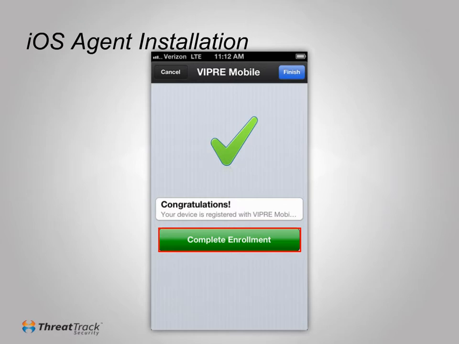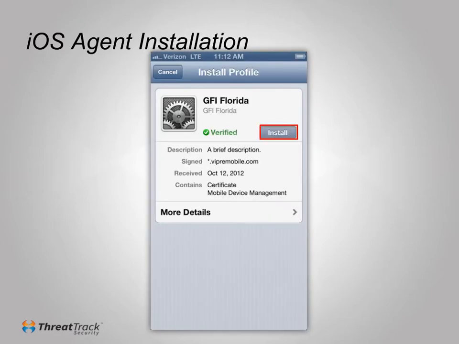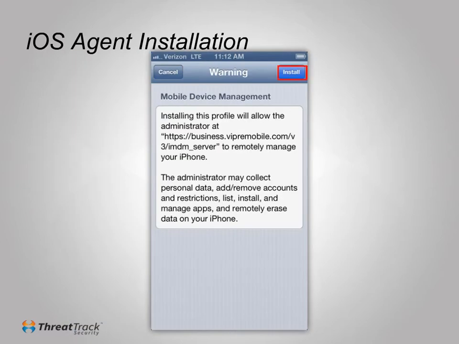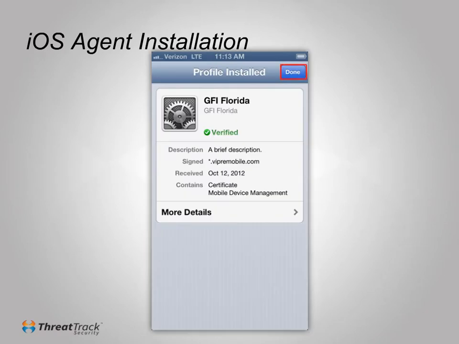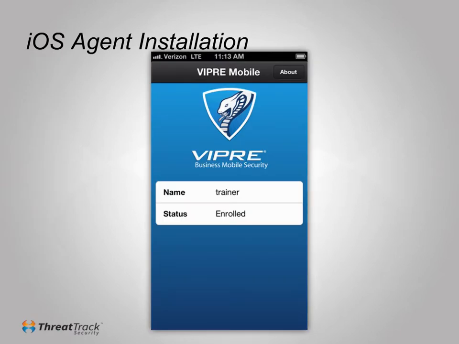We will then be brought to the profile installation for the VIPRE agent. Here we can see a description of the profile and tap Install to proceed. We will then see this warning informing us that we are allowing our device to be managed remotely by an administrator, and we can tap Install again to proceed. The profile will then be installed, and we will see this screen when it's finished, where we can tap Done to close this dialog and open the agent.